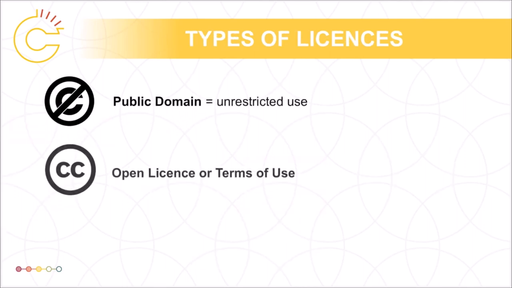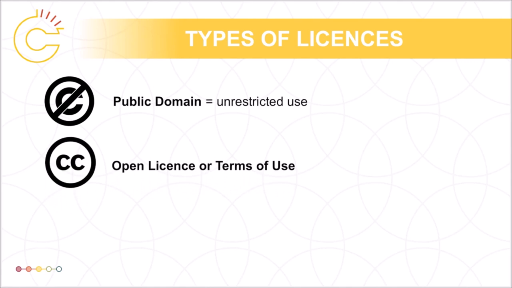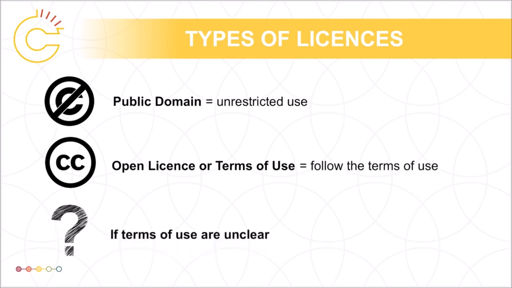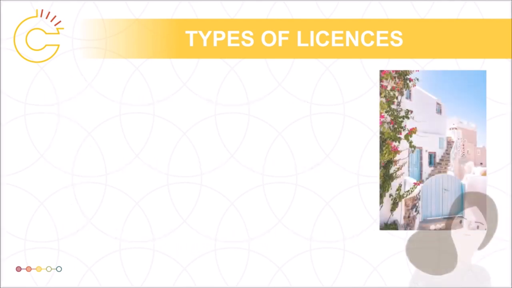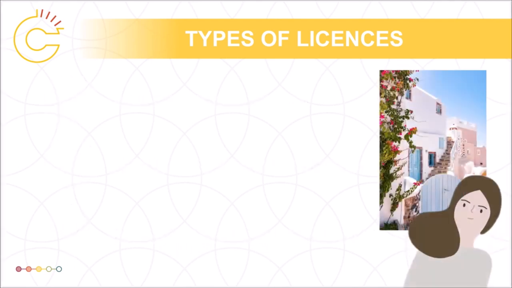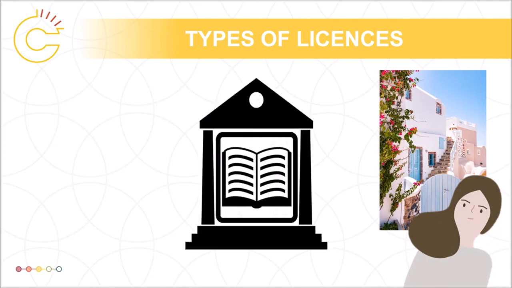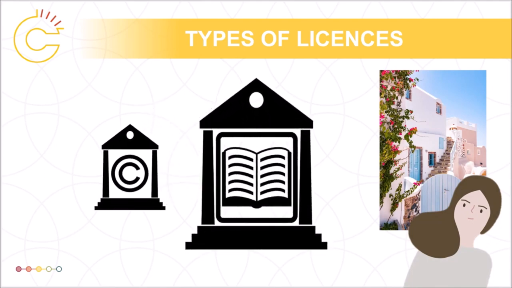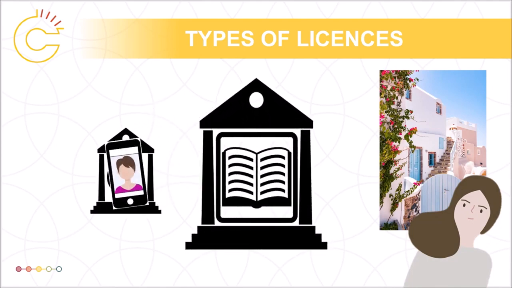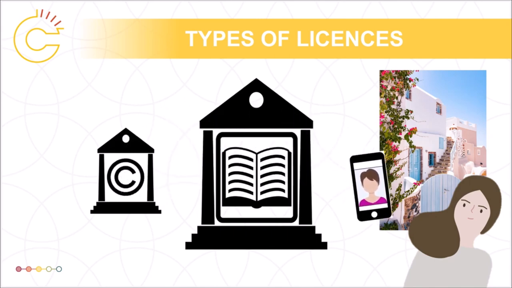If the image has an open license, such as a Creative Commons license or any other terms of use, then those terms should govern how Isabel uses the image. If the terms of use are unclear, Isabel will have to contact the rights holder for clarification. Oh, I can't tell with this one. Isabel is lucky and works at a large institution that has its own copyright office, so she can ask them if she is unsure about how she can use the image. Hey, copyright librarian, can I ask you a question?